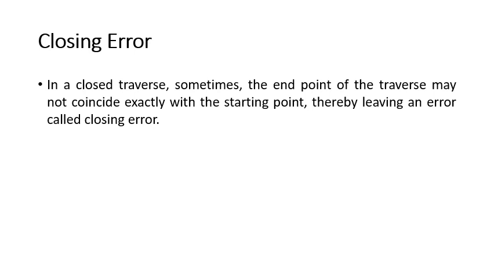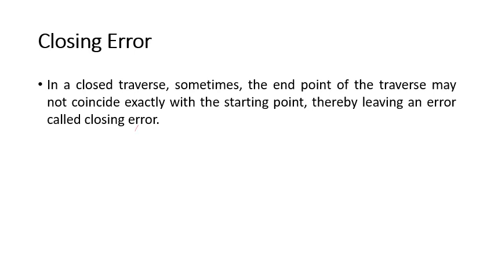Now we are moving on to a term called closing error. We know that there are two kinds of traverses, open traverse and closed traverse. For an open traverse, we start at one location and end at another station. Whereas in a closed traverse, we start at one position, complete all the surveys, and finally end up at the same position. We have a circuitous path followed in our survey. So this closing error is related to closed traverses.